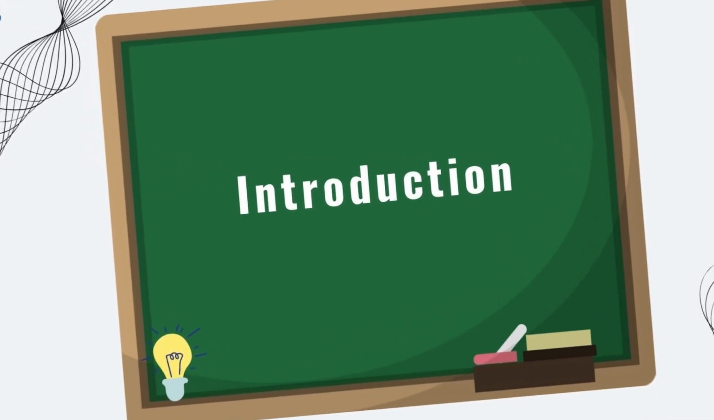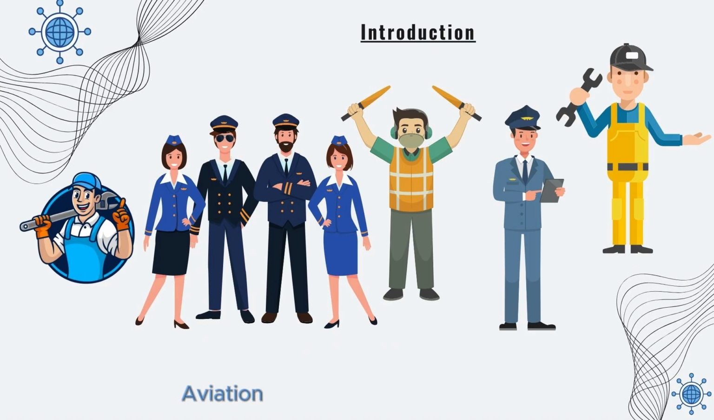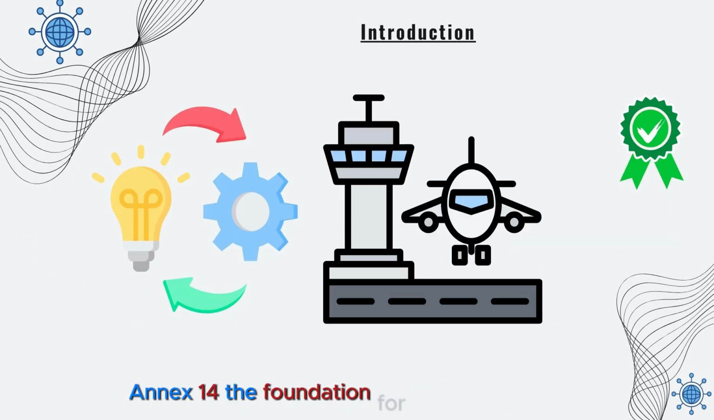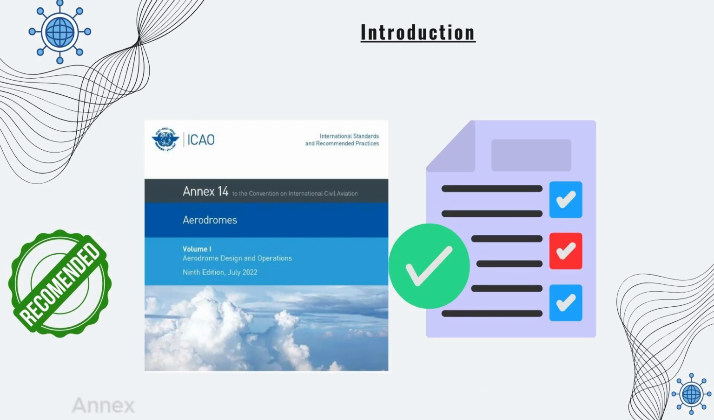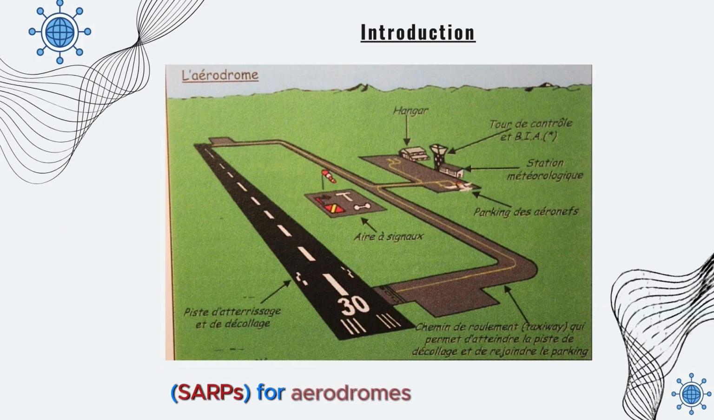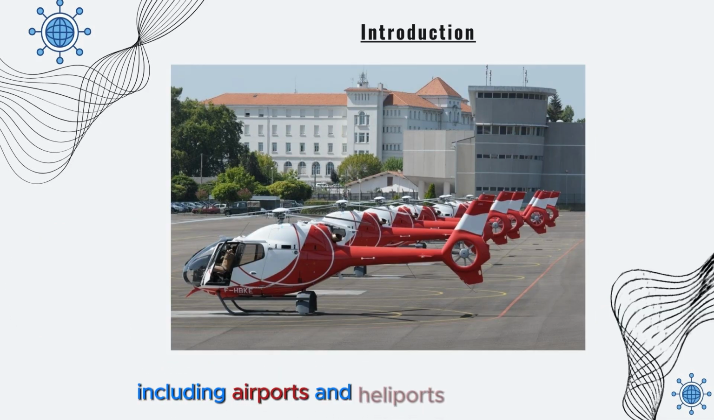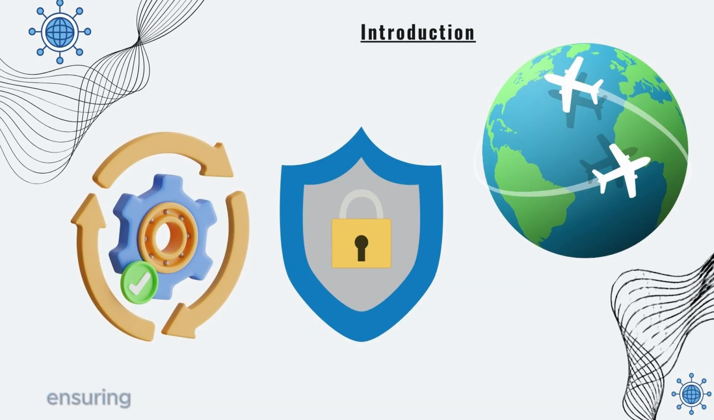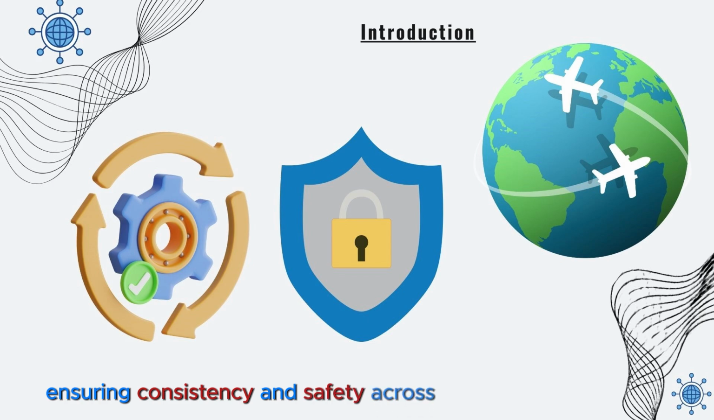Let's start with the introduction. Aviation professionals, this video provides you with the knowledge of ICAO Annex 14, the foundation for safe and efficient aerodrome operations worldwide. Annex 14 establishes international standards and recommended practices, SARPs, for aerodromes, including airports and heliports. It guides authorities, operators, and personnel, ensuring consistency and safety across the globe.